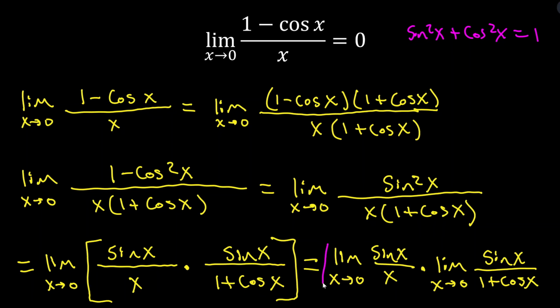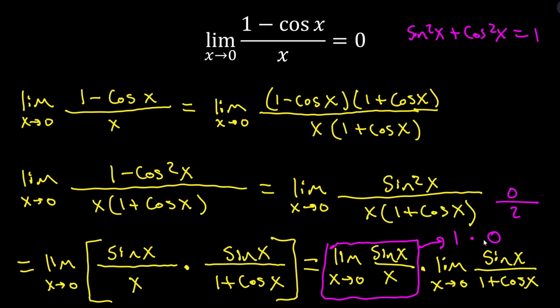And look here, we have this limit, which we just proved was equal to 1. So we know that this limit equals 1, and we can actually find this limit using direct substitution. The sine of 0 is 0, and 1 plus the cosine of 0. The cosine of 0 is 1, 1 plus 1 is 2, 0 over 2, which is 0. So what we can say is that this limit is equal to the product of these two limits, which is equal to 1 times 0, which is 0.